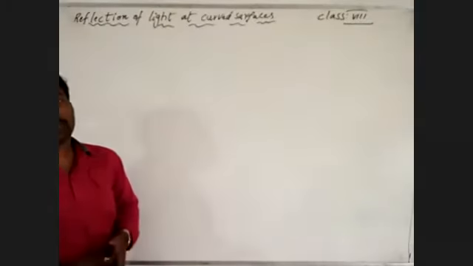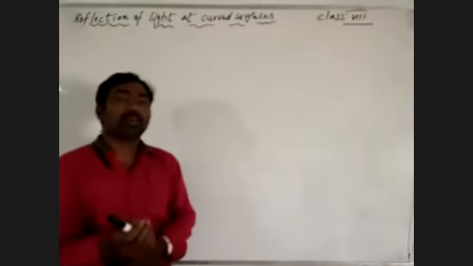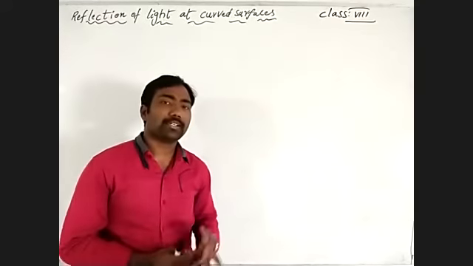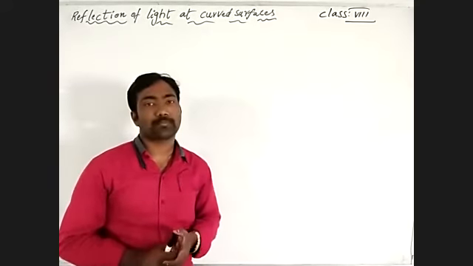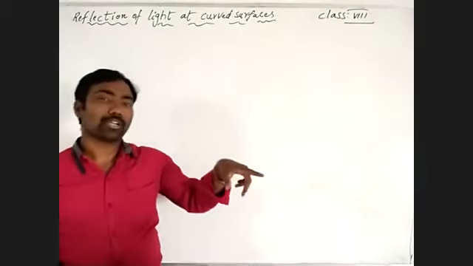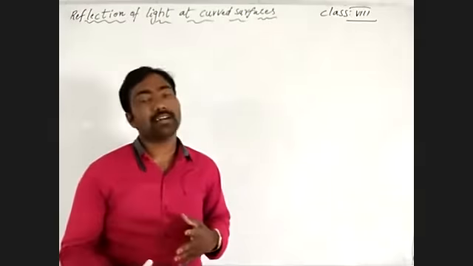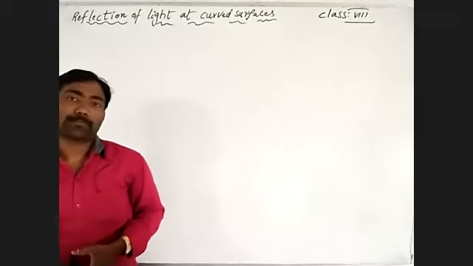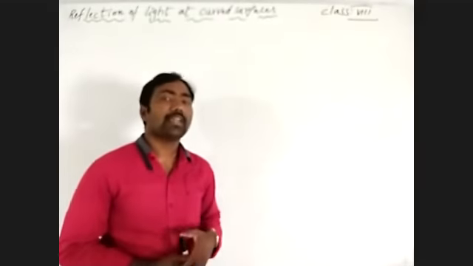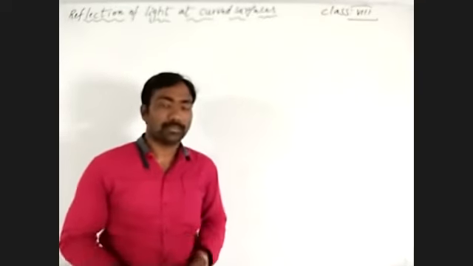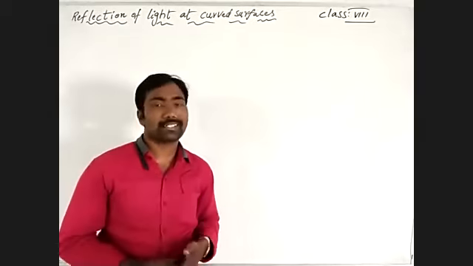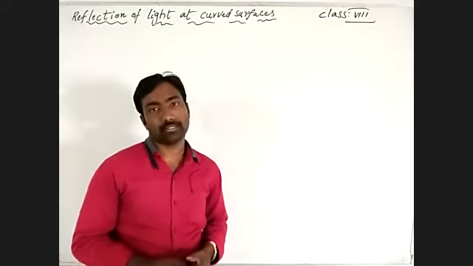From that we learned that when a light ray travels parallel to the principal axis, it is reflected through the focus. Second, when a light ray travels through the focus, the reflection is parallel to the principal axis. Third, when a light ray travels through the center of curvature, it reflects along the same path. And fourth, when a light ray travels along the principal axis, it travels in the same path.